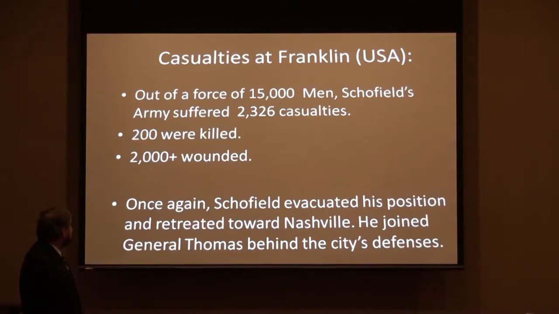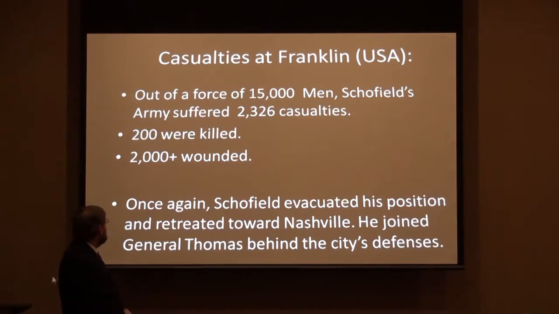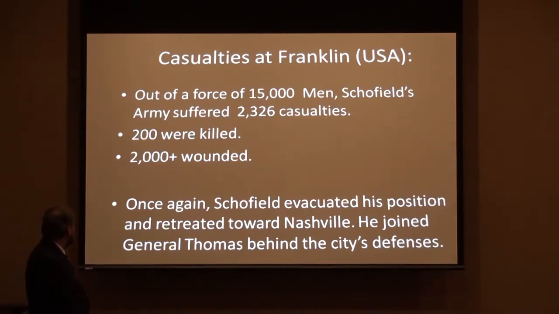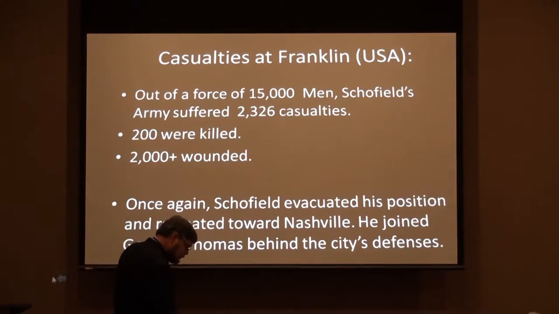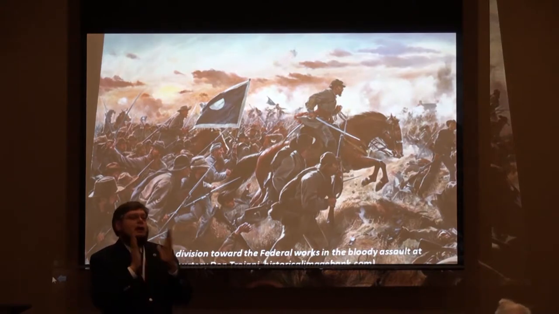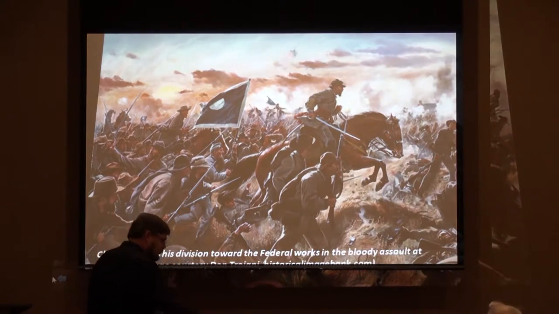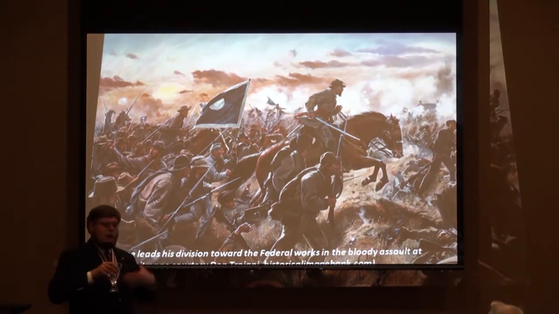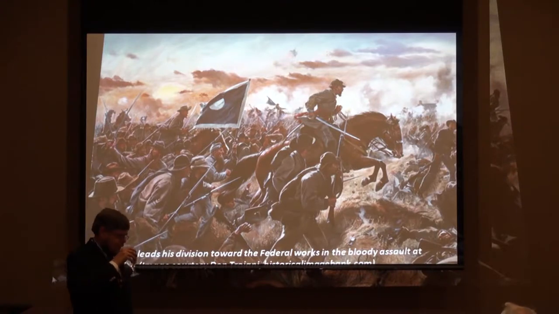Now, out of a force of 15,000 men, Schofield's army suffered 2,326 casualties. 200 of them were killed, and 2,000 plus were wounded. Once again, Schofield evacuated his position and retreated toward Nashville. He joined General Thomas behind the city's defenses. So he makes it. He gets back home. Thank God. He should have stopped long before he did. I mean, there were mistakes made on both sides.